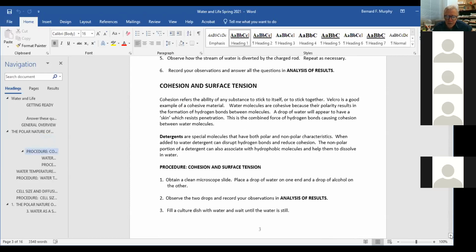So, cohesion and surface tension. Okay, there's the ability of any substance to stick to itself or stick together, like Velcro. Okay, a drop of water will appear to have a skin which resists penetration, and also water beads up. It's nice and round, and it beads up because of these hydrogen bonds.